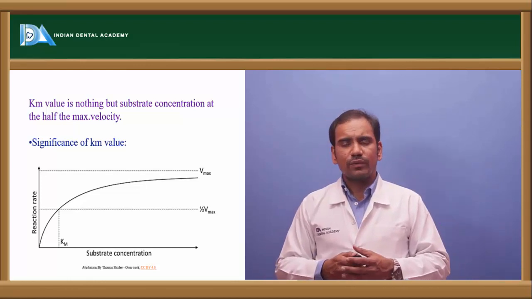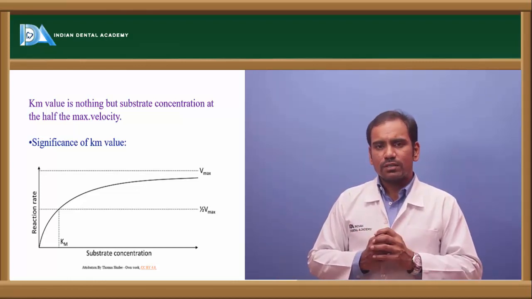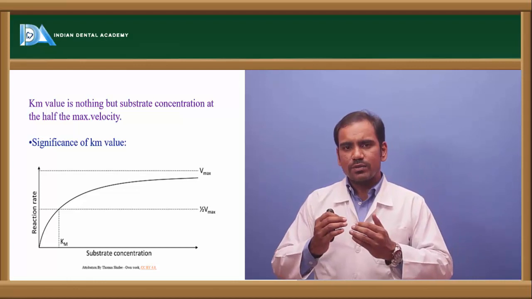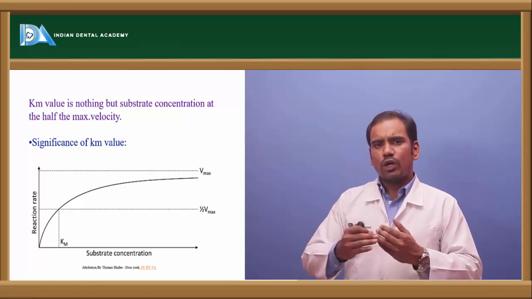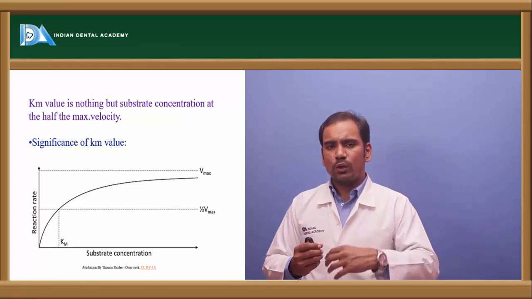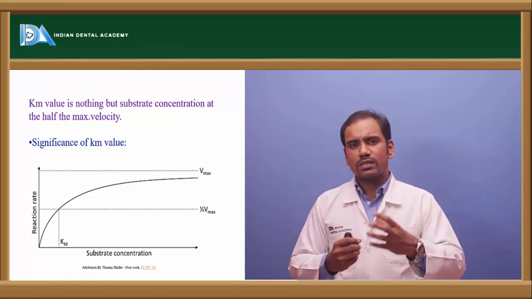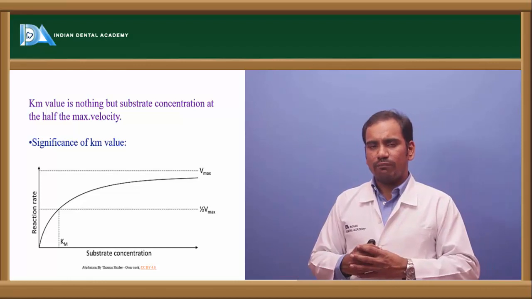Coming to the significance of Km value, some enzymes have high Km value and some enzymes have low Km value. So what do we mean by that? High Km value and low Km value. What happens to an enzyme with high Km value and low Km value?